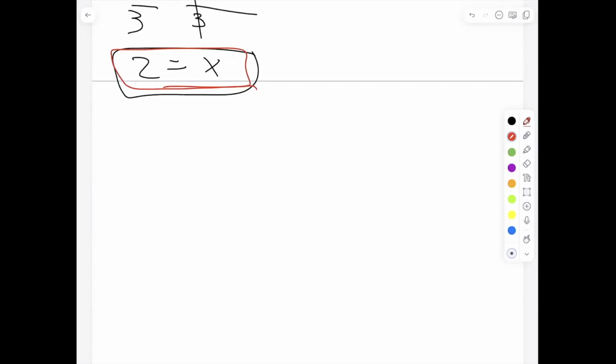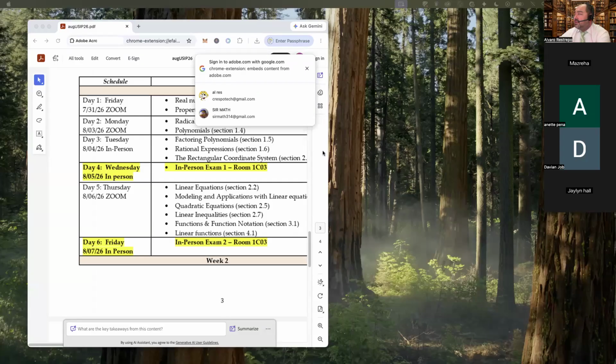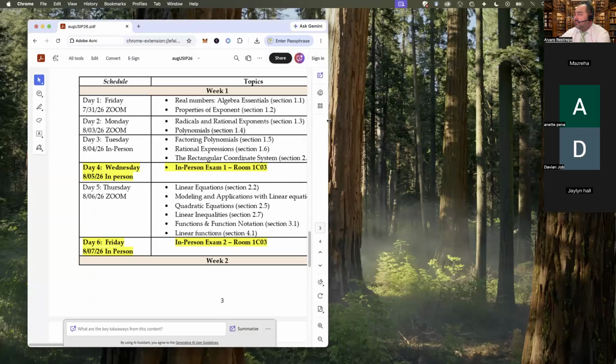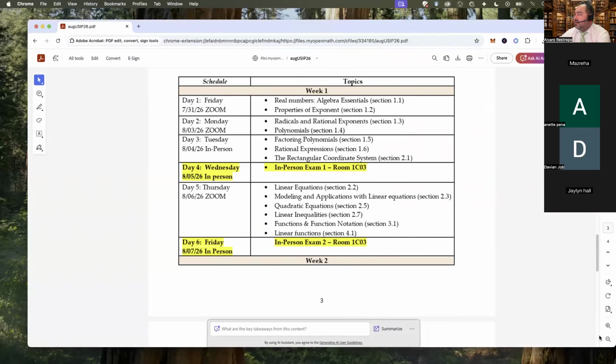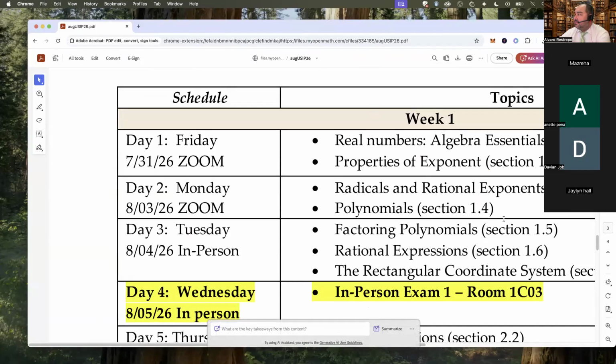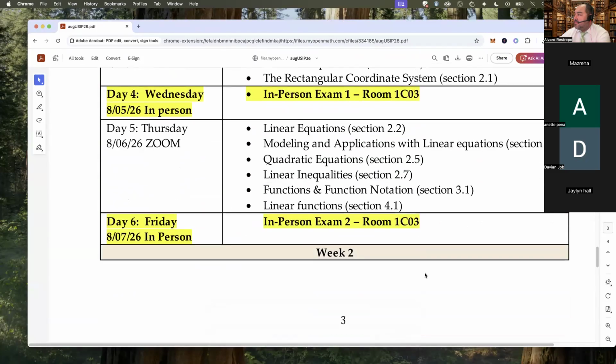So if we look at the syllabus, take this out of here and put it over here. And we're going to take a look at the slide. And you should all be seeing my screen. All right. So today is day 5. All right. We did a lot of this. We did inequalities. We've done functions. We've done linear. We've done quadratic.